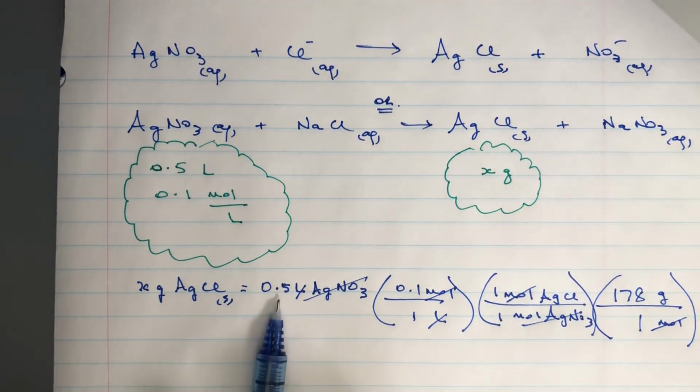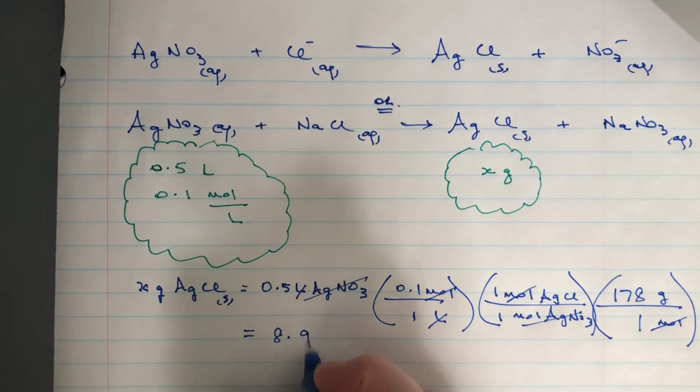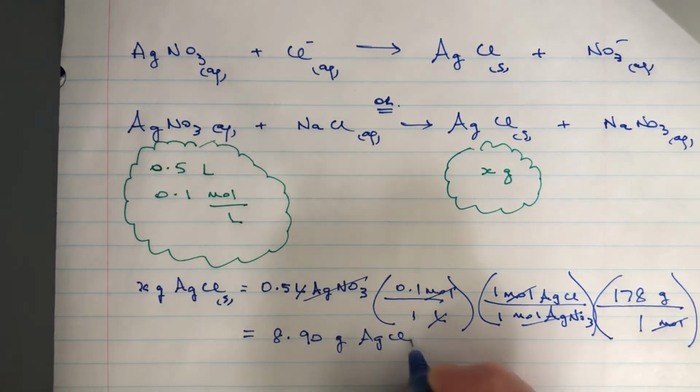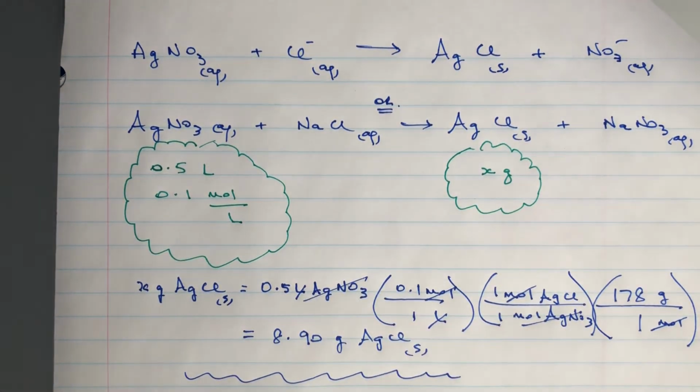Guess what? You simply take that, you multiply it by this, you multiply it by that, and you get a handy dandy little 8.90 grams of AgCl solid. And that, my friends, is how simple this is.